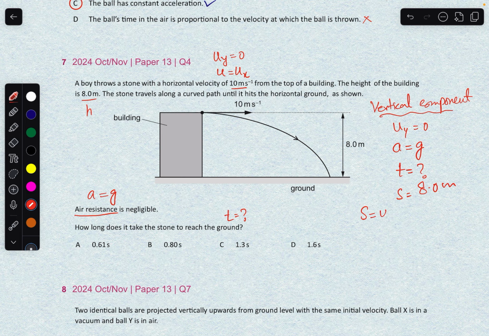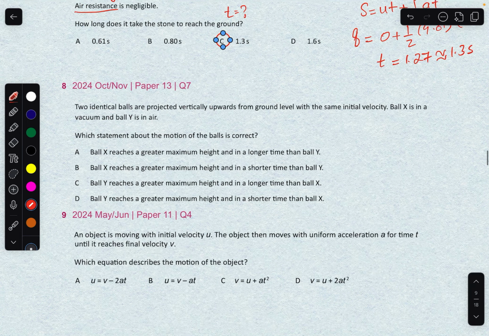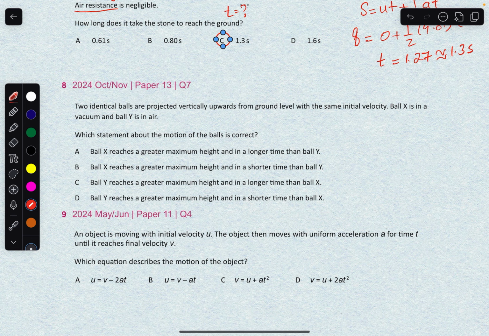s is equal to ut plus half at squared. We will choose the equation in which final velocity is not involved, because it's not given and not required, so it's irrelevant. So you will put the values there. You will get 8 is equal to 0 plus half times 9.81 times t squared, so t will be equal to 1.27, that is nearly 1.3 seconds. So it's option C.